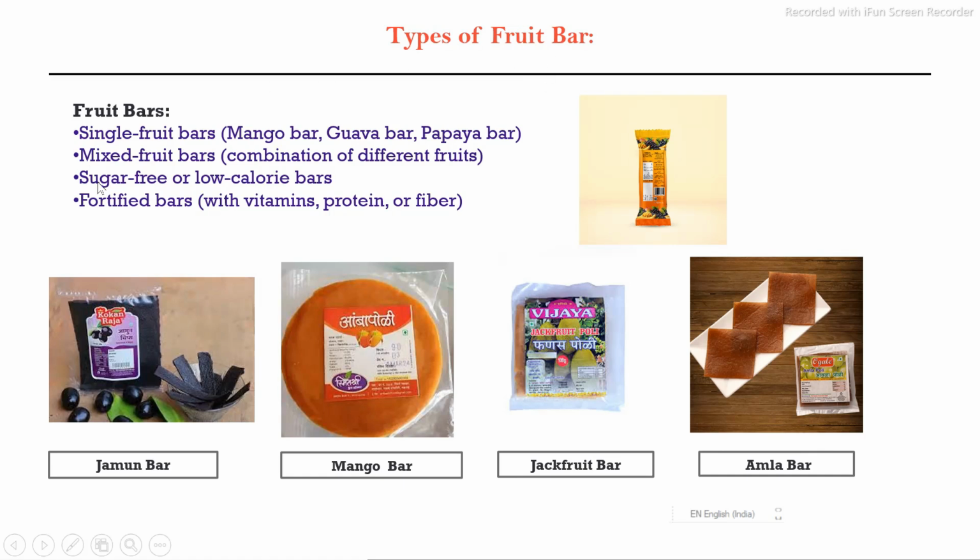Then there is the sugar free or low calorie fruit bar, which means without the addition of any sweetening agents, only the fruit pulp is directly dried and the fruit bar is prepared. Then the fortified fruit bar, which means with the addition of some vitamins and external addition of extra fibers and proteins, enrichment and fortification is carried out. These are the main types. The popular products available in the market are the jamun bar, mango bar, jackfruit bar, and the amla bar.